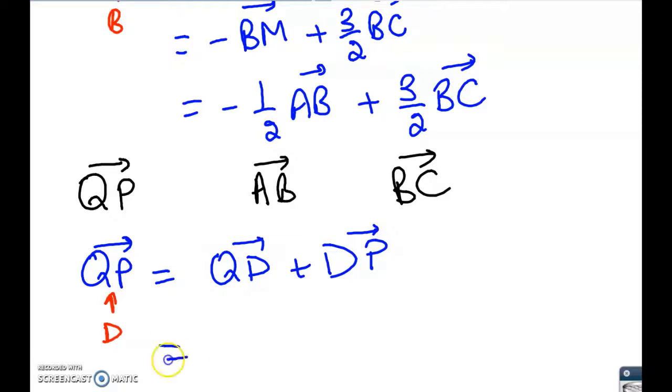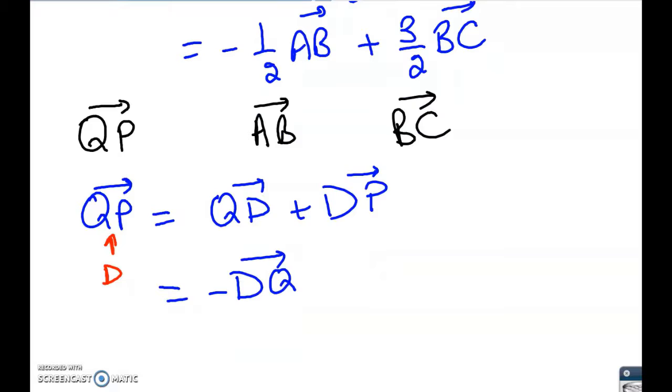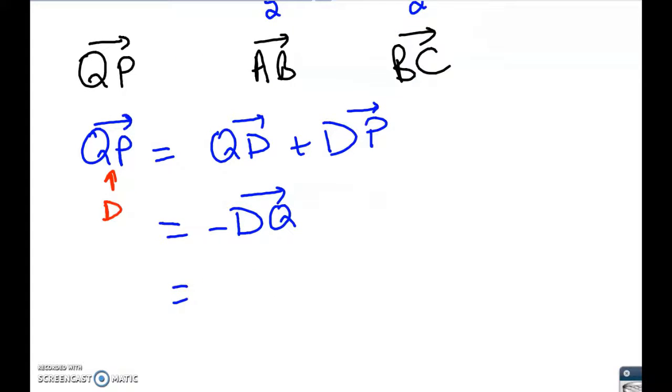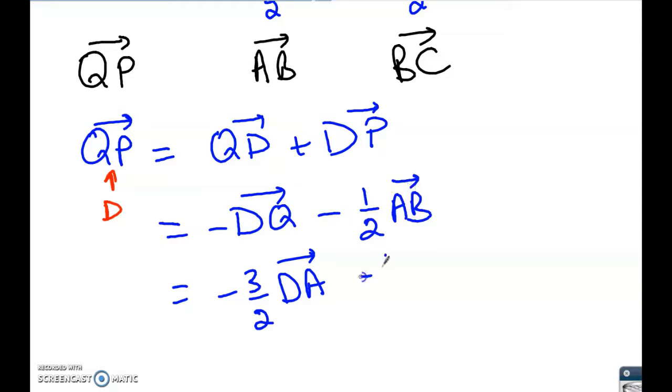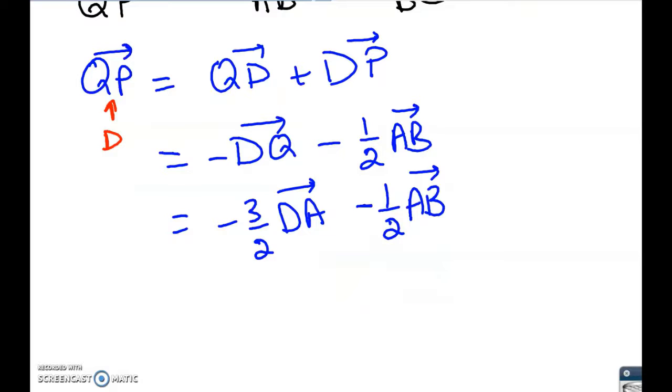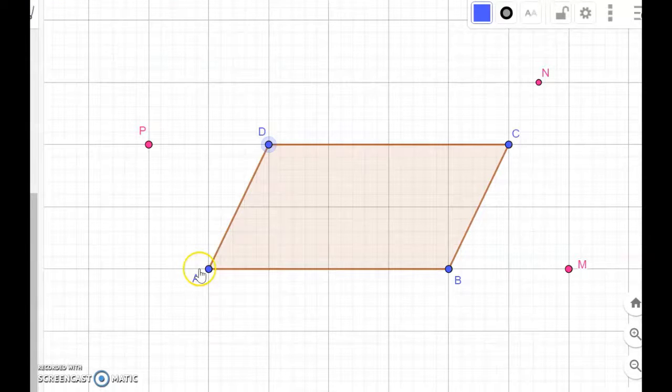Now, QD from the given, I have DQ. So QD is minus DQ, which is minus 3 over 2 DA. And DP from the previous part is equal to minus half AB. Now, DA from the figure is what? DA is equal to vector CB. So DA is equal to vector CB.